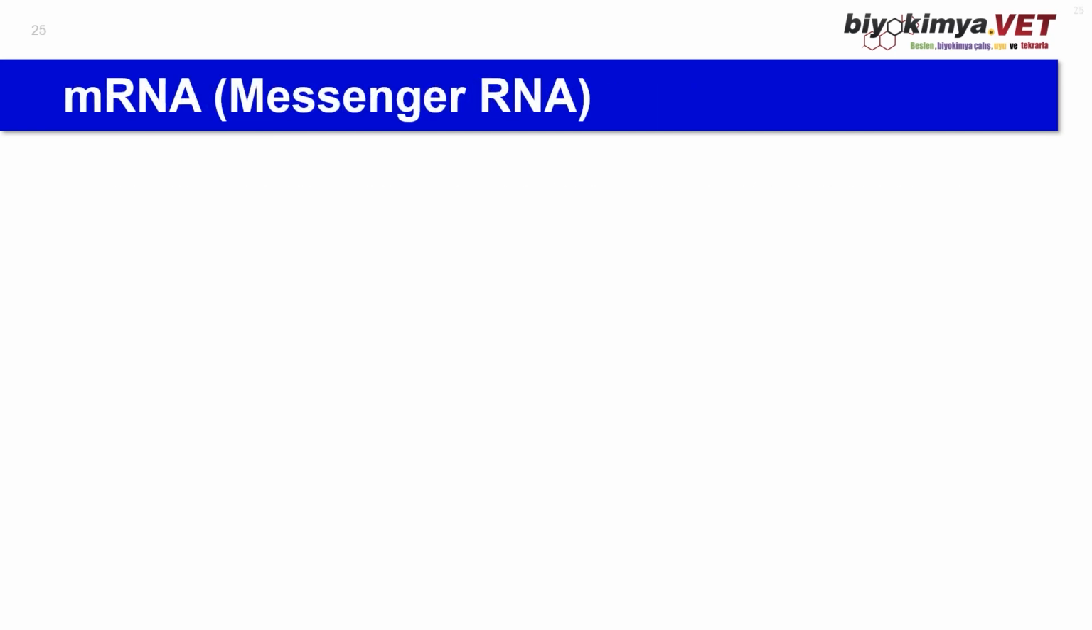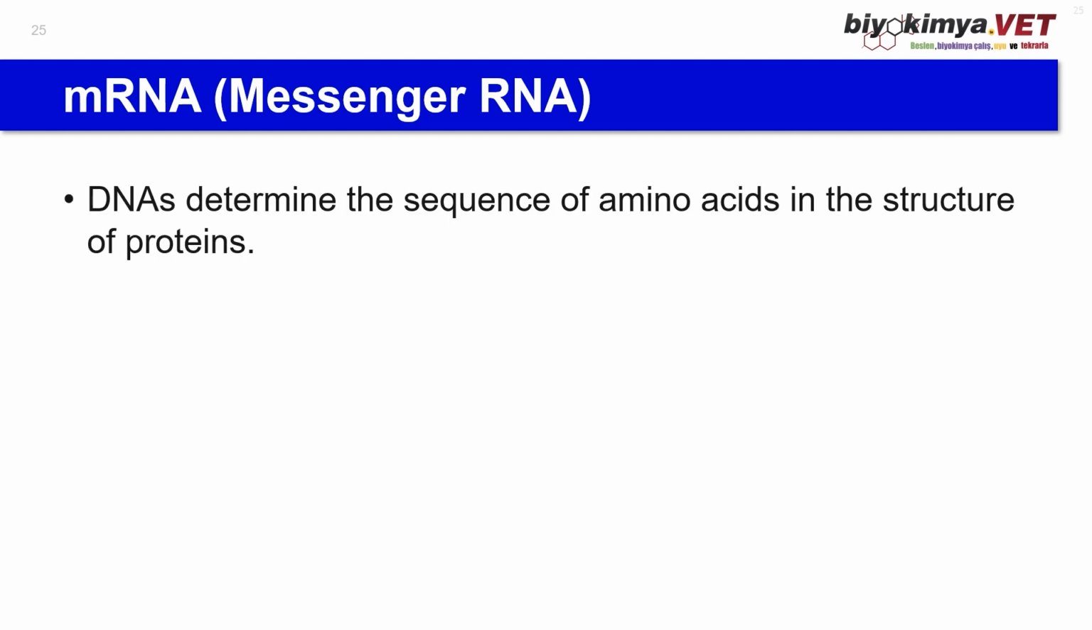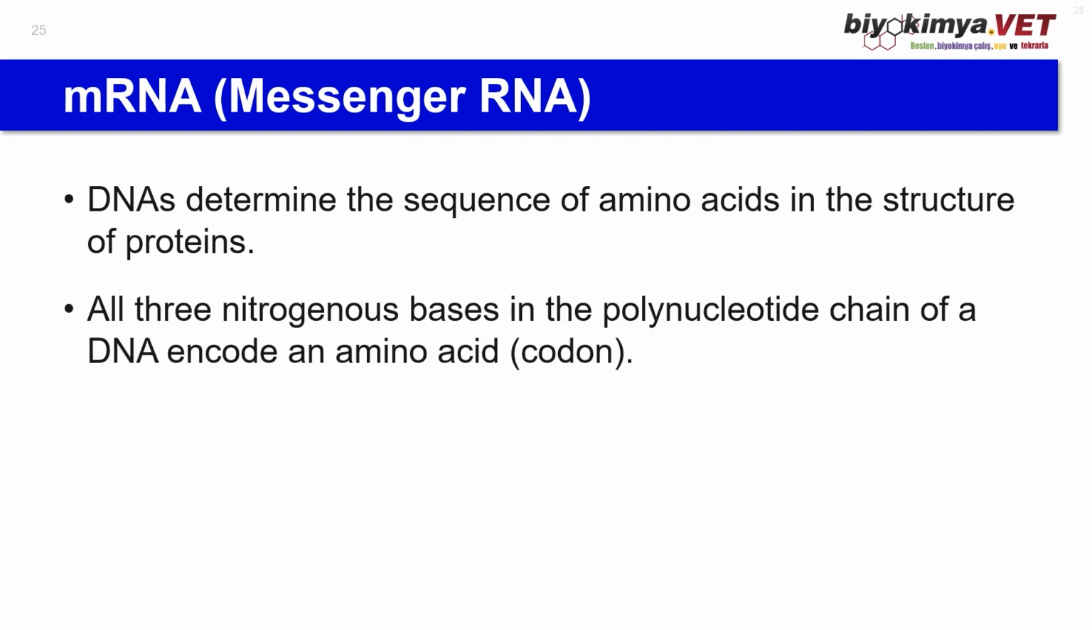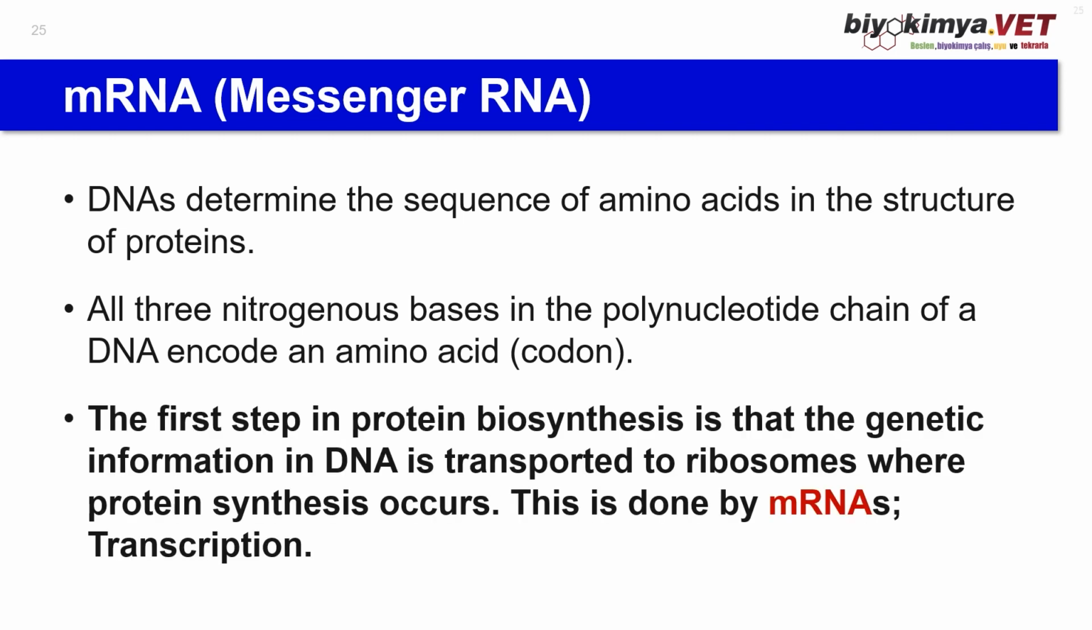The messenger RNA, one type of RNA. DNAs determine the sequence of amino acids in the structure of protein. Every three nitrogenous bases in the polynucleotide chain of a DNA encode an amino acid. Here, the order of the nitrogen bases in the nucleus of the DNA is genetic. The first step in protein biosynthesis is that the genetic information in DNA is transported to ribosomes where protein synthesis occurs.